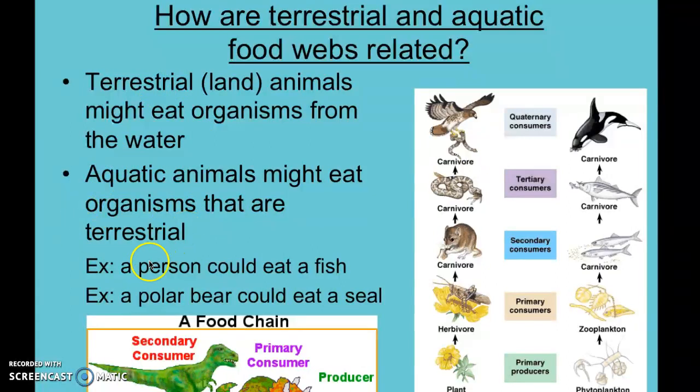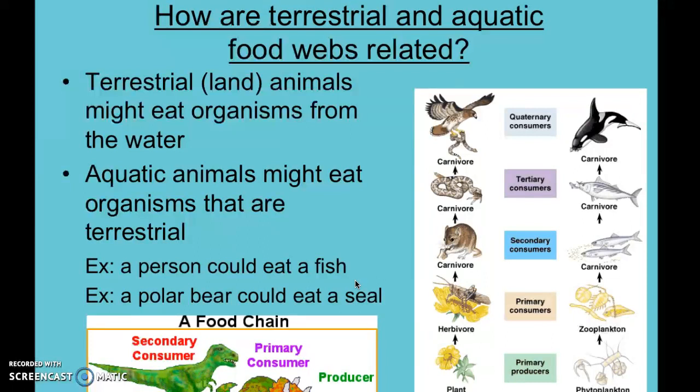To give you an example, a person from the land, of course, because even though we can go swimming, we're terrestrial because we don't live in the water. A person could eat a fish. Fish live in water. So that shows how terrestrial and aquatic food webs could be interconnected. A polar bear, something that, yes, can go swimming but lives on the land, could eat a seal or eat fish, which live in the water.